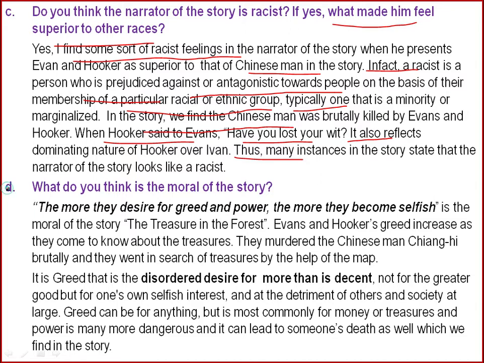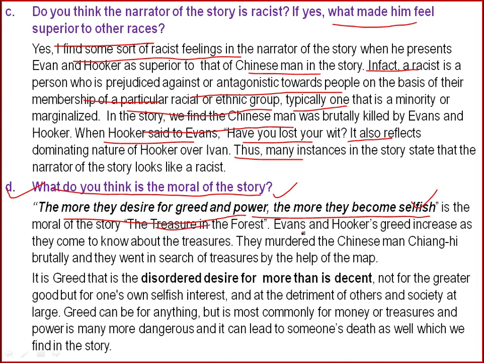Then question number D. What do you think is the moral of the story? यस कथाको moral के हो? The moral is the more they desire greed and power, the more they become selfish. जति बढी तिनीहरू पावर र लोभ पावरको लागि इच्छा गर्छन् पावर पाउनको लागि र जति बढी लोभी हुन्छन् त्यति बढी तिनीहरू सेल्फिश हुन्छन्. This is the main moral of this story.